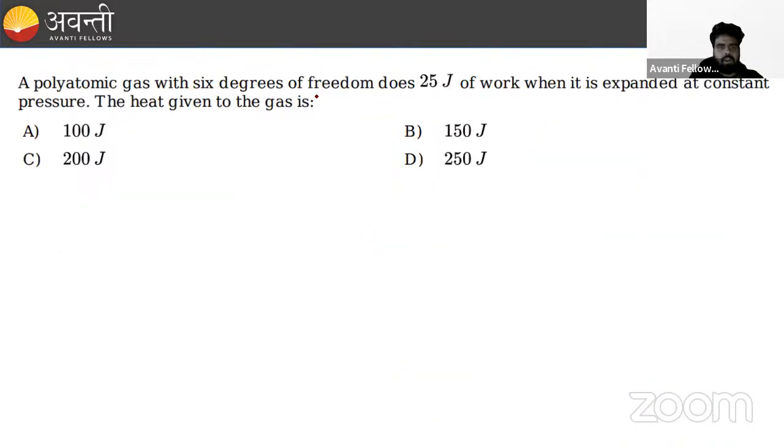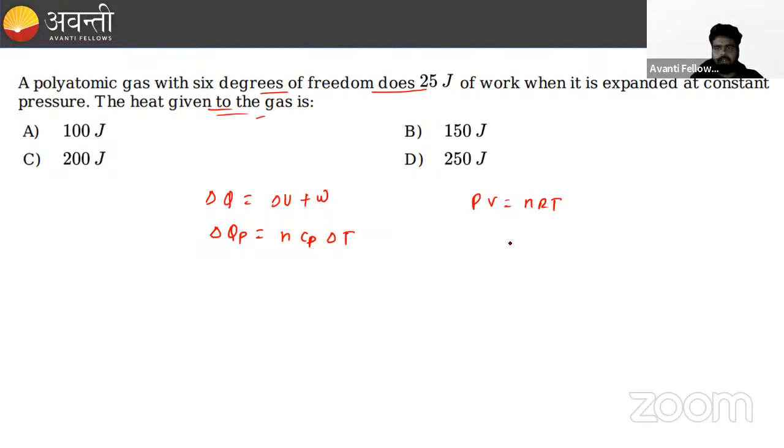In this problem, a polyatomic gas is given with 6 degrees of freedom. So in this problem, we have to calculate the value of heat given to the gas. And we know that applying the first law, delta Q is written as delta U plus W. Correct. And if the gas is ideal, we can say PV equal to nRT, and the heat given at constant pressure can be written as n Cp delta T. Correct, guys?